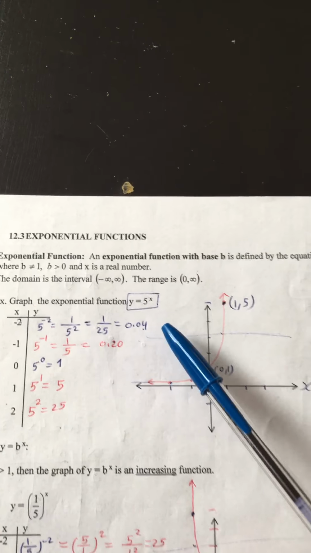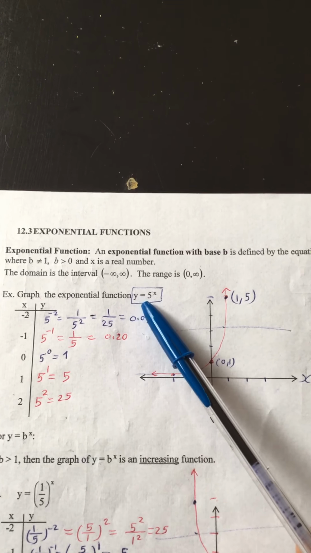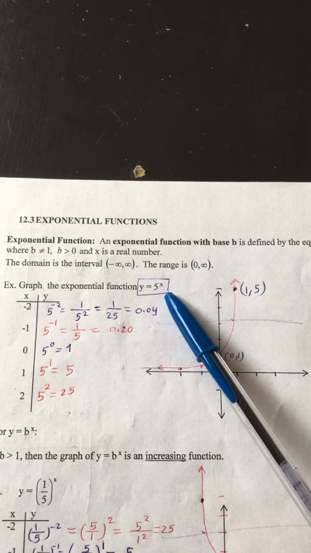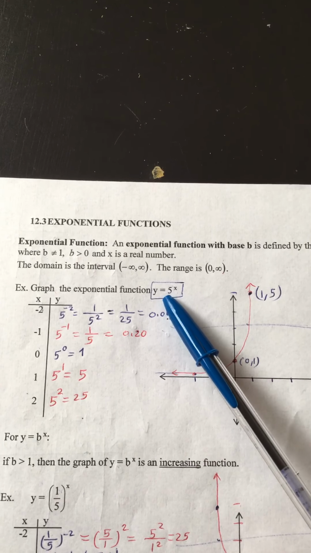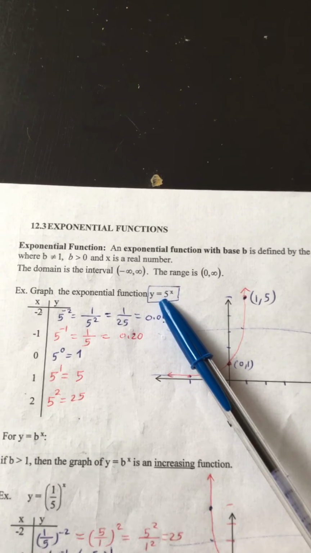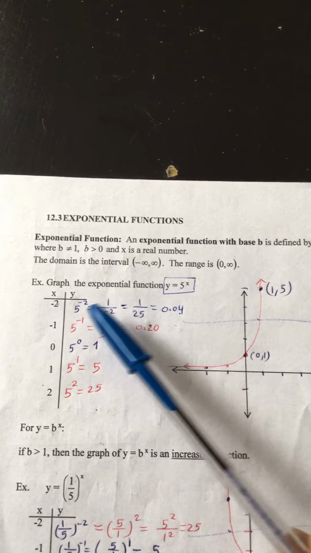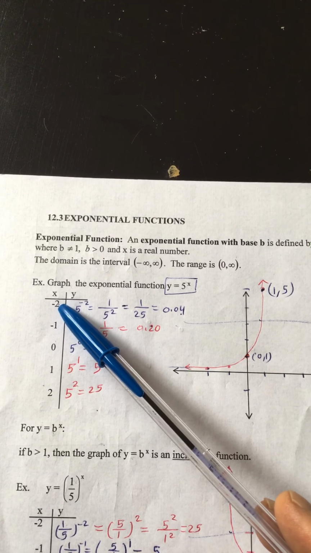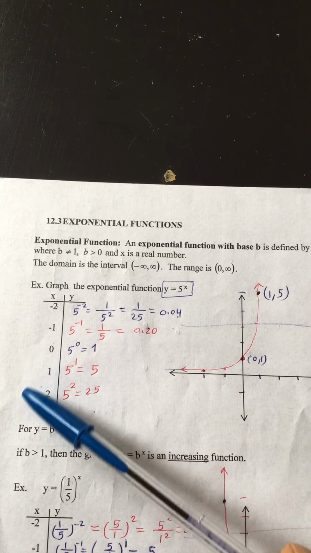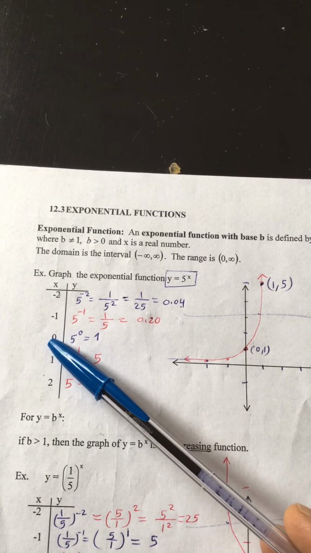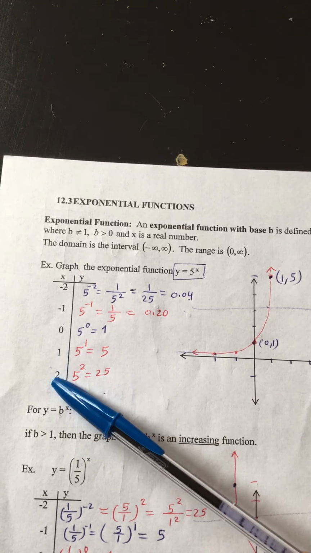So let us take this function y equals 5 to the power x. Here this function is exponential. Here b is 5, so 5 is not equal to 1 and greater than 0. Let us take x any value. Let us take two negative values and two positive values, with 0. So here we have negative 2, negative 1, 0, 1, and 2.